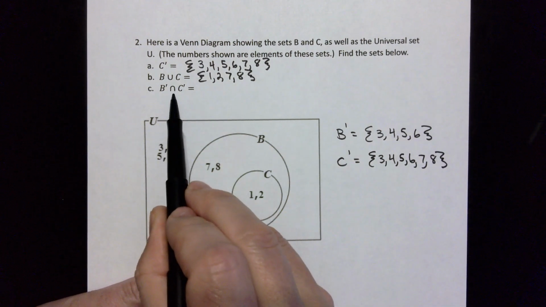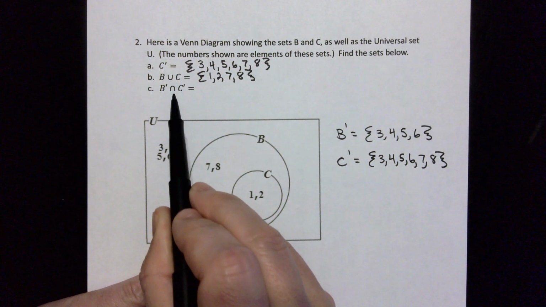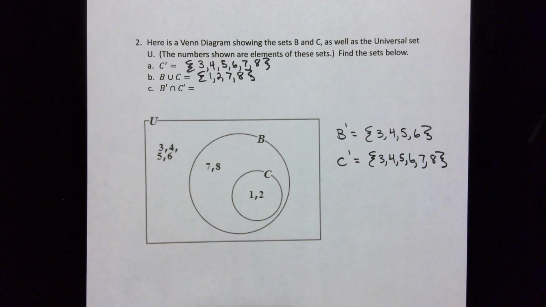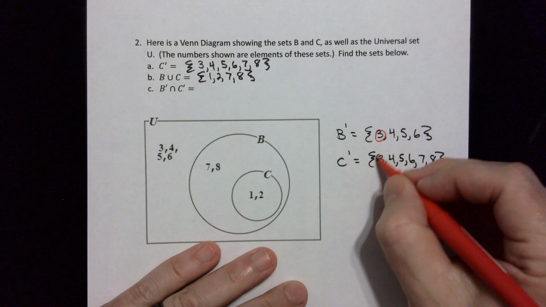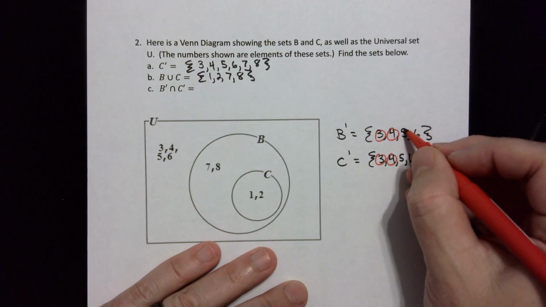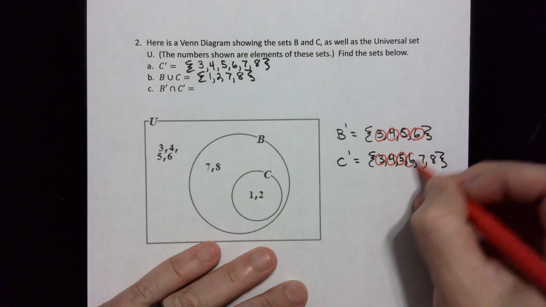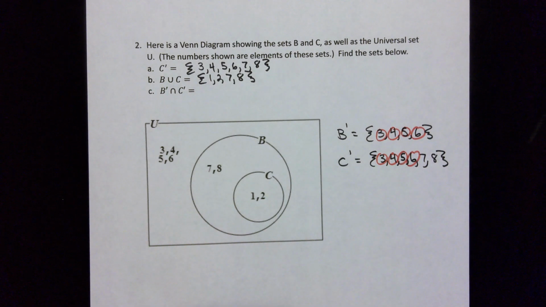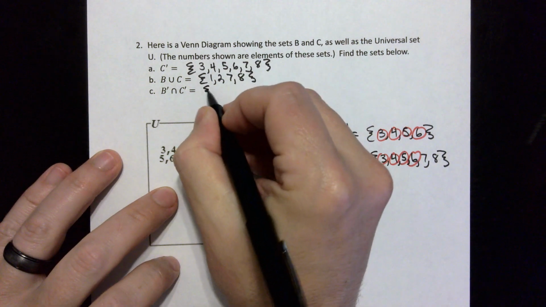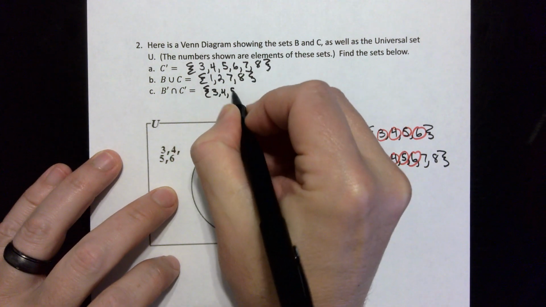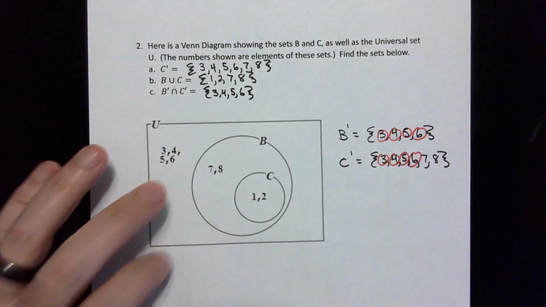Now they're asking us to find the intersection, which means it has to show up twice for us to write it down in our answer. It has to show up in both sets. That does, that does, that does, and that does. So our answer is everything that we circled in both sets, which is 3, 4, 5, 6. And that's it.